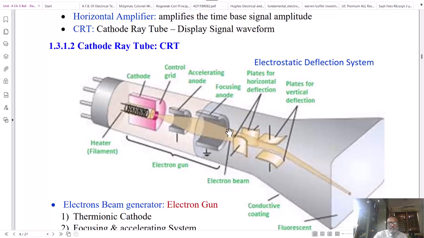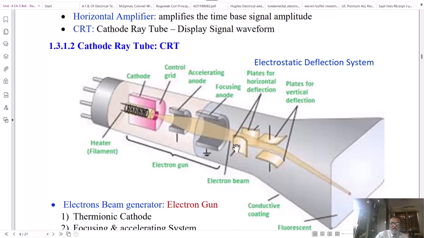They are further passed through the focusing anode, which will create a condensed beam, meaning the spread of the electron beam will now be reduced by the additional potential of the focusing anode, which creates basically an electric field that will deflect the electrons toward the center position, so that a sharp beam will be created. This beam is then passed through the horizontal and vertical deflection plates.